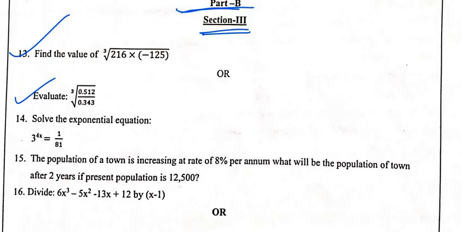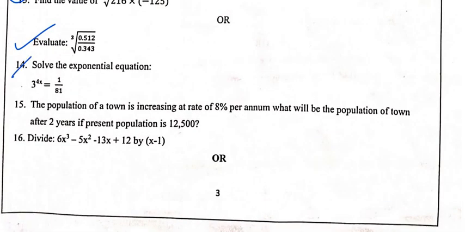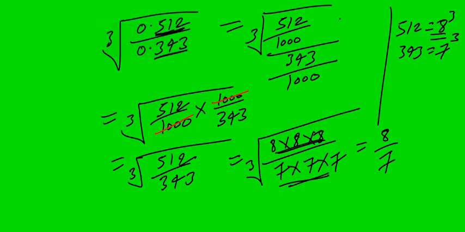Moving to the next question, question number 14. What is given in question number 14? Solve the exponential equation 3 to the power 4x is equal to 1 upon 81. Remember, if exponent and radicals questions are asked, first of all write the question and try to solve it. Always make the bases the same. So the question is given: 3 to the power 4x is equal to 1 upon 81.